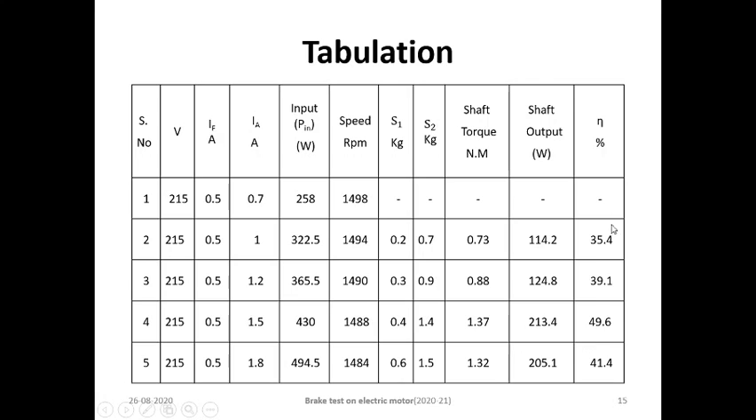The main reason for the decrease in efficiency is nothing but the losses, which we are not considering here. Some of the motor losses we can look into are copper loss, iron loss, and windage loss. So this is how we tabulate the values and calculate the efficiency of the motor.